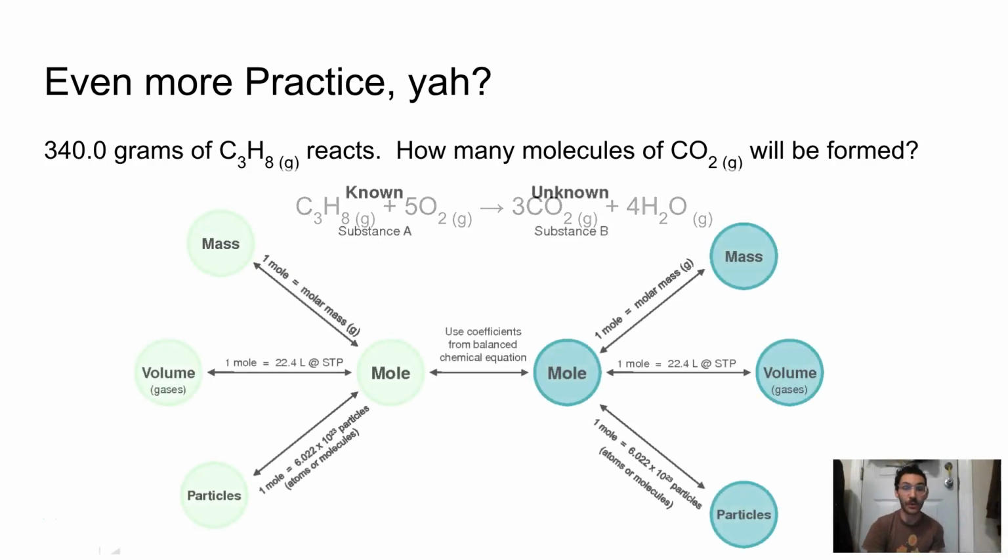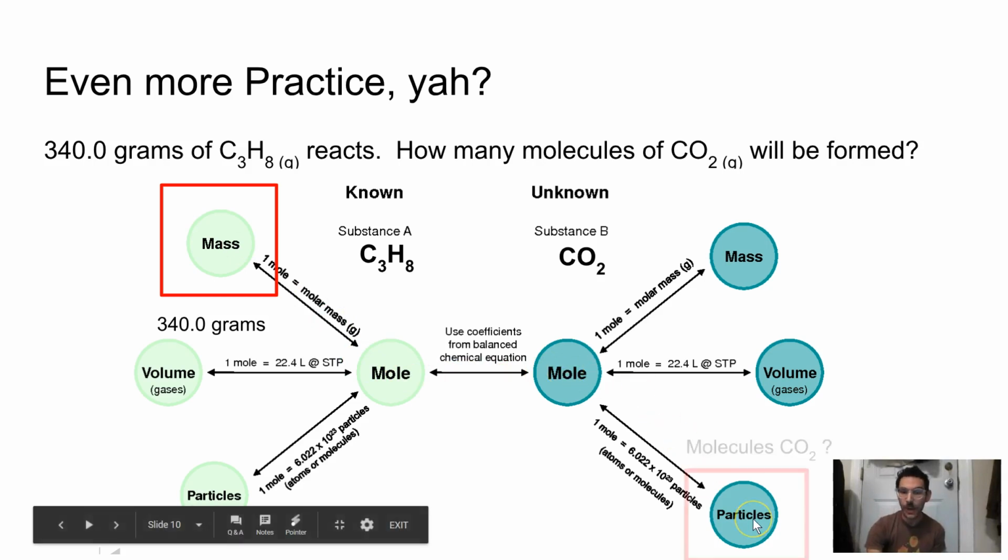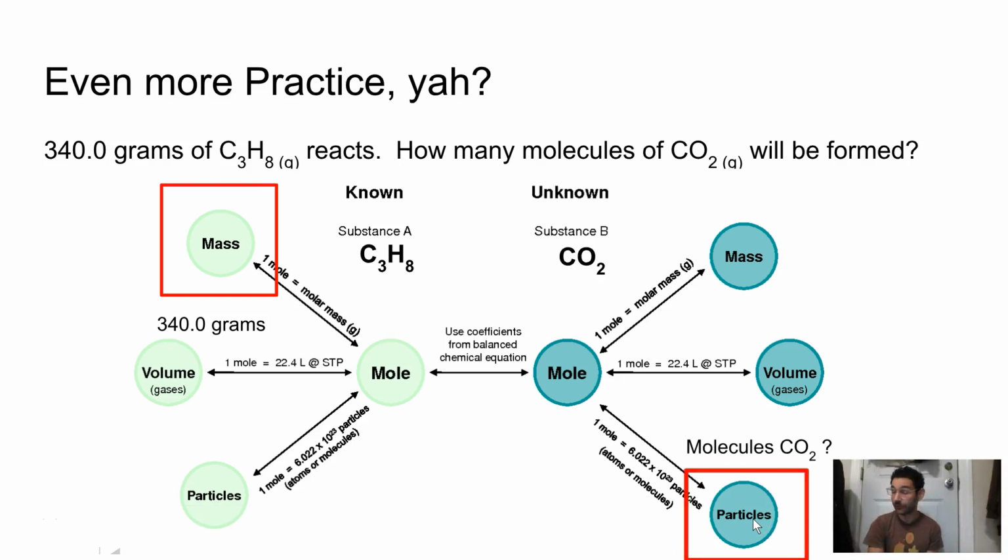Let's pull up our stoichiometry roadmap for starters. We were being asked about CO2: how many molecules of CO2? I don't know, we'll figure it out. But we know about C3H8, or propane, and we've got a mass of propane. So we're going to change that to moles of propane, then change that to moles of CO2, and finally change that to particles or molecules of CO2. So we'll do 3 steps here.